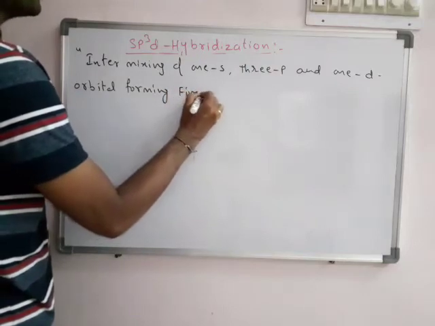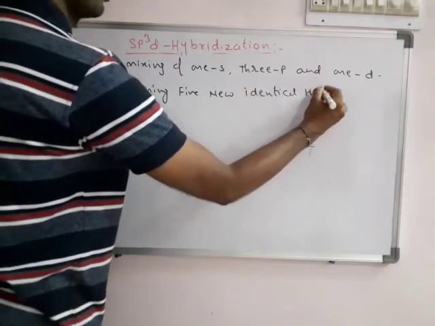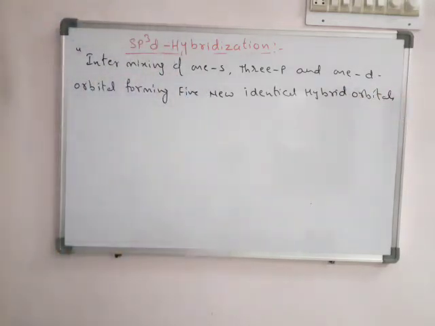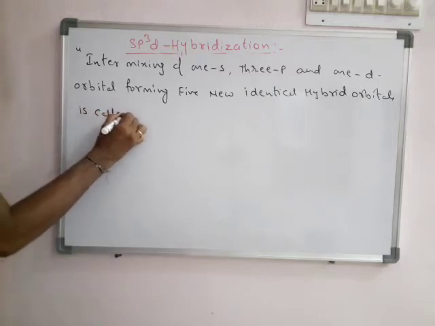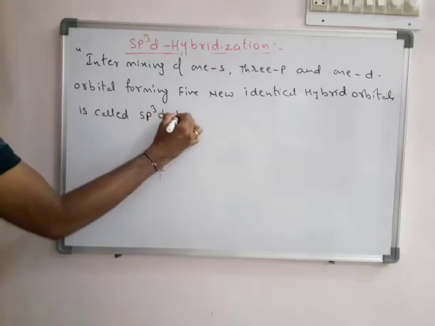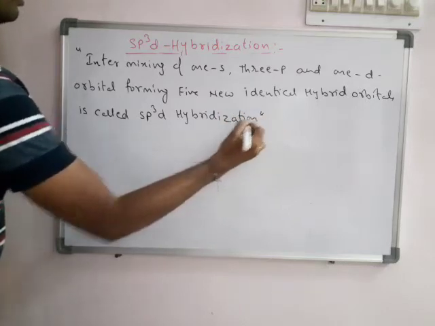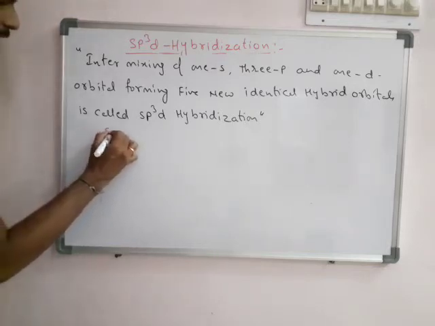Forming 5 new identical hybrid orbitals. Because 5 orbitals are involved, obviously 5 new identical orbitals will form. The new identical hybrid orbitals are called sp3d hybrid orbitals, and this process is called sp3d hybridization.